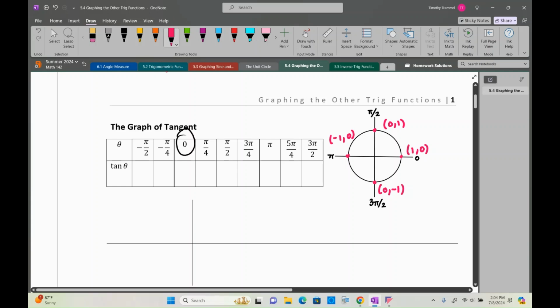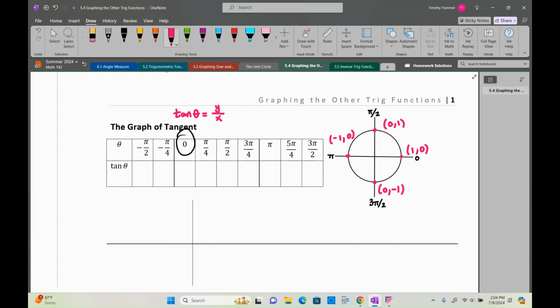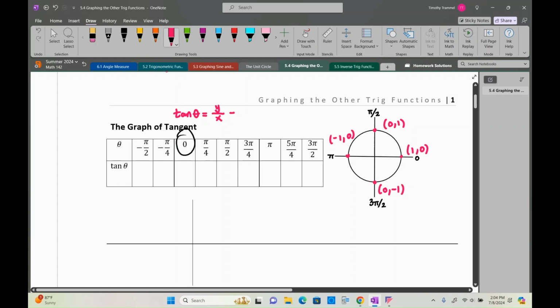Okay. So you might remember that tangent of theta is equal to y over x, where y and x are the y and x values from the points on the unit circle. So tangent of 0, we're going to want to do 0 over 1, right? Or y would be 0, x would be 1. So 0 divided by 1 is actually 0.